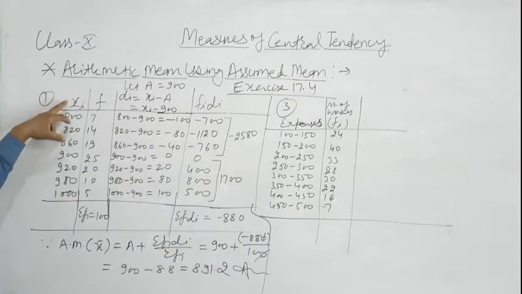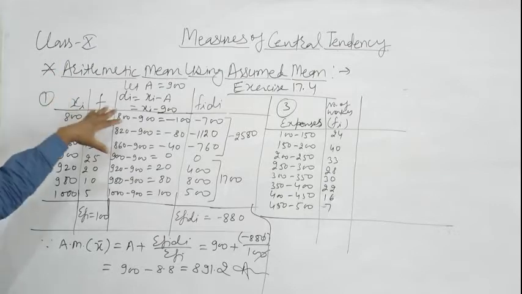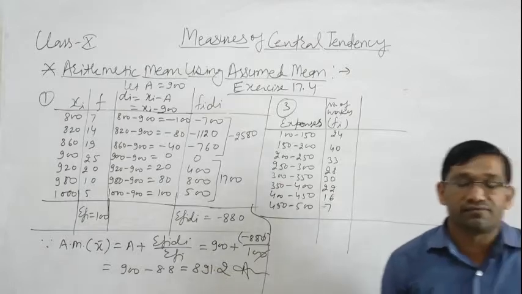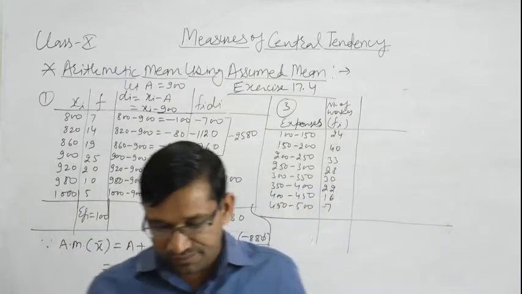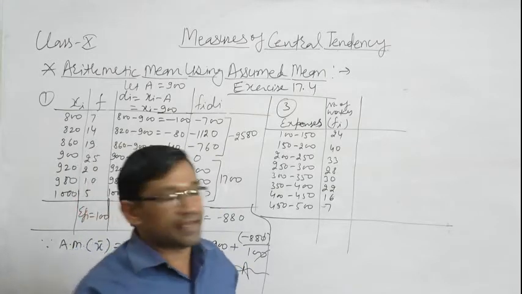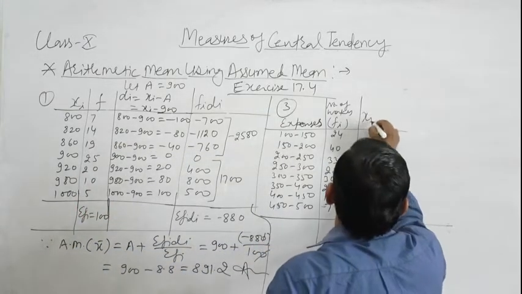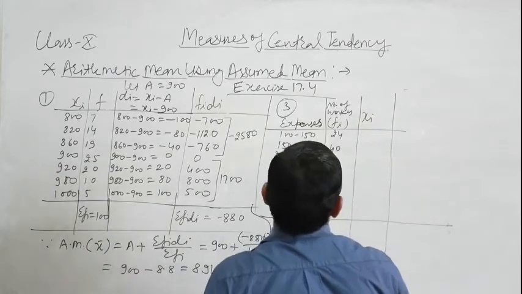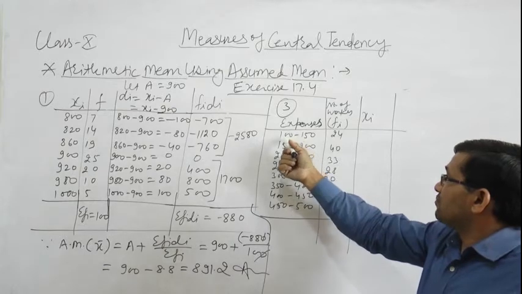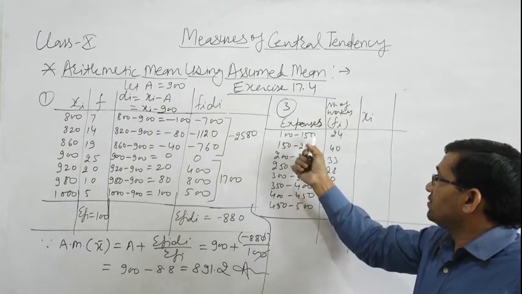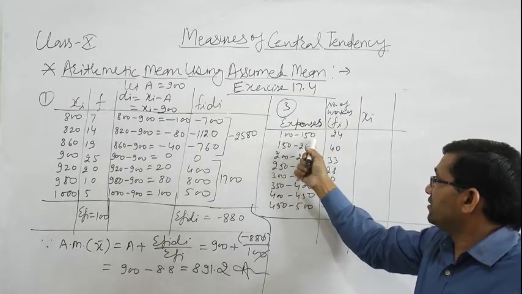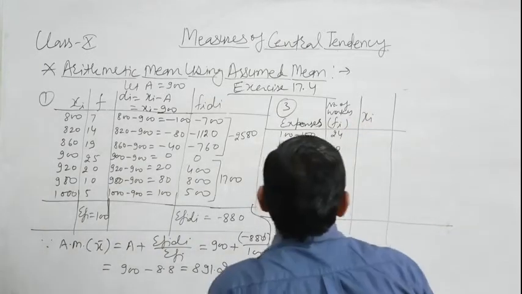Because in question number 1, observations x and f are given, but in question number 3, class intervals are given. So first we find observations, meaning the mid value, which is represented by xi. So first we find xi. Xi is the sum of the lower limit and upper limit divided by 2.